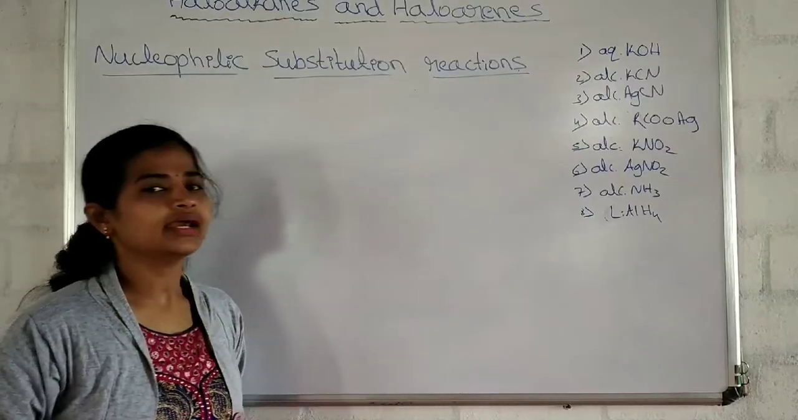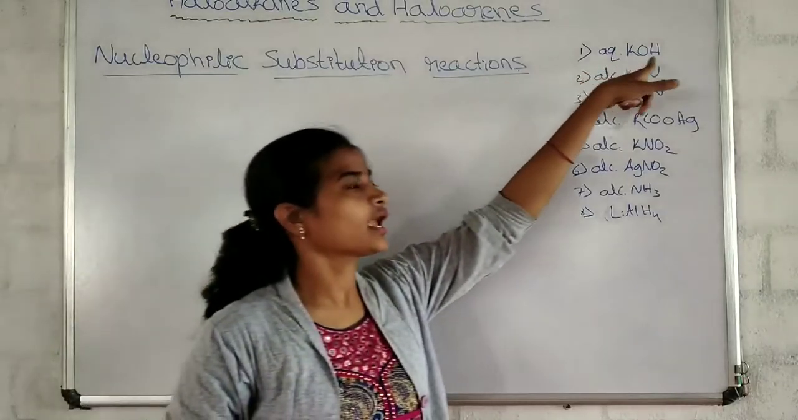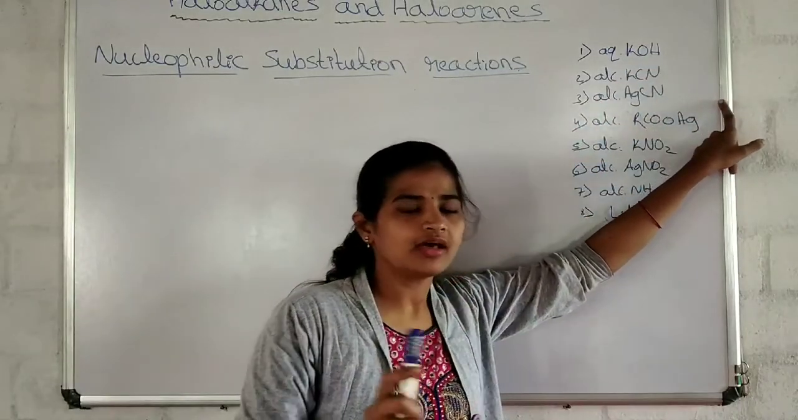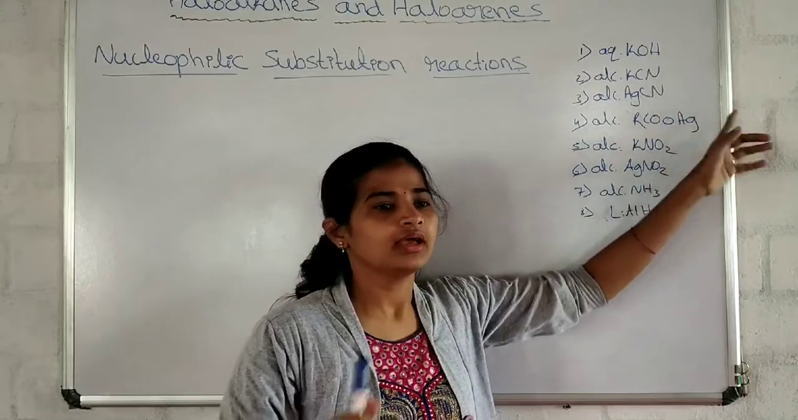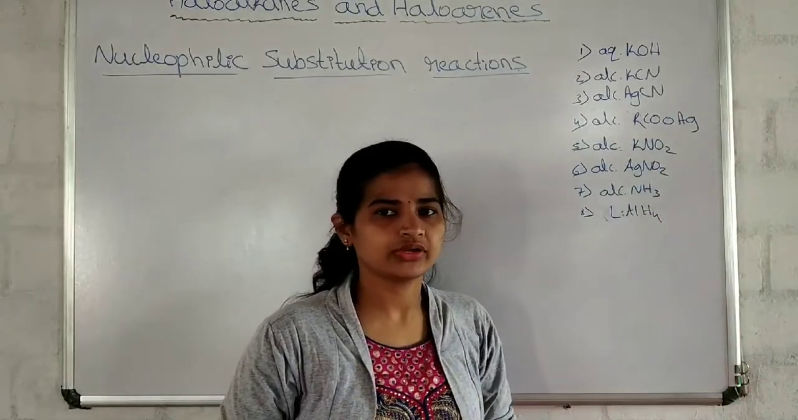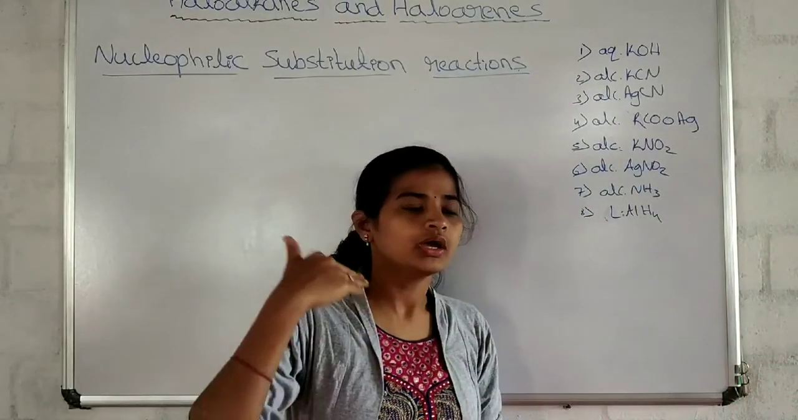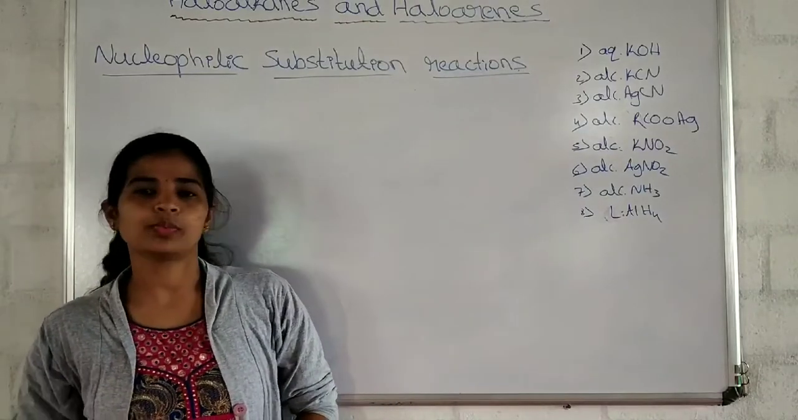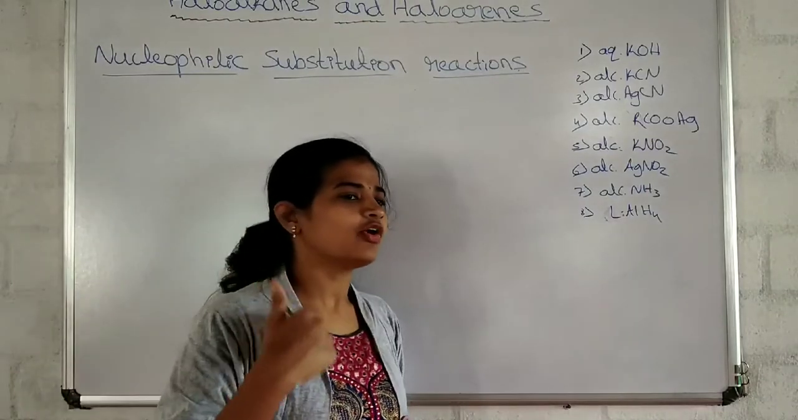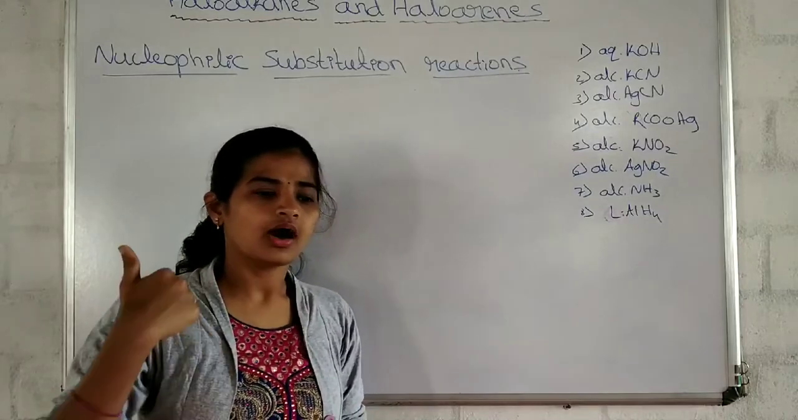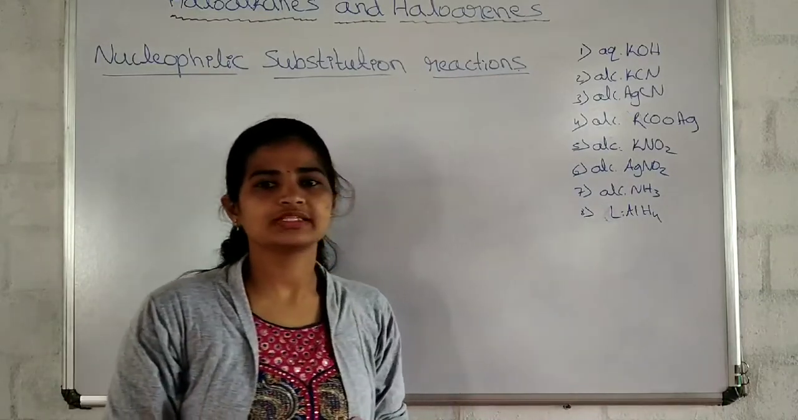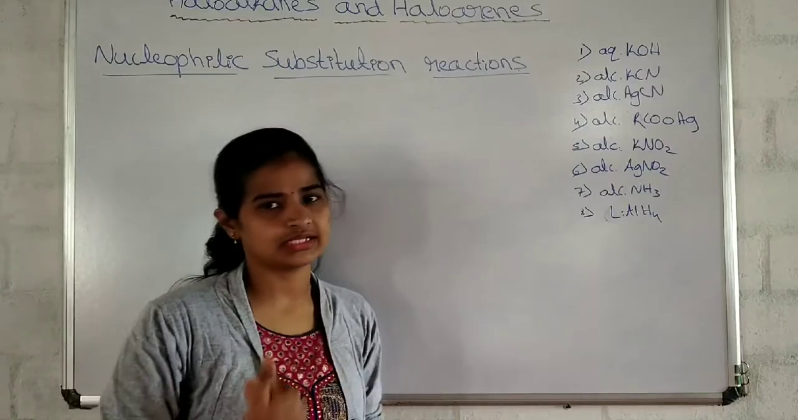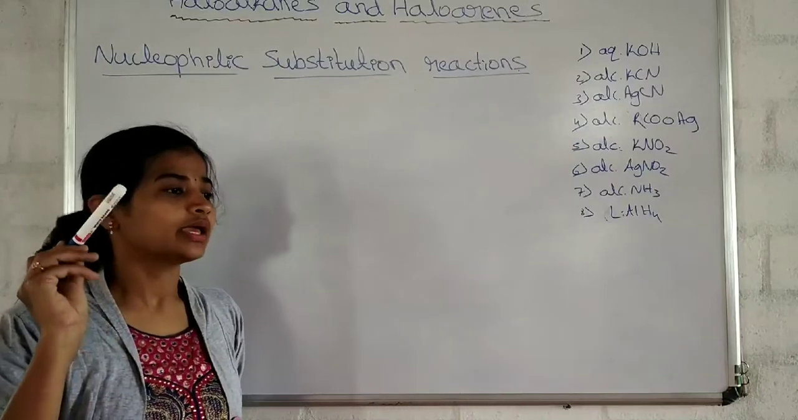When alkyl halide is treated with aqueous potassium hydroxide, alcohols are formed. Those nucleophilic substitution reactions can follow either the SN1 mechanism or the SN2 mechanism. If they follow SN1, how the mechanism takes place, and if they follow SN2, how the mechanism takes place, we have studied.